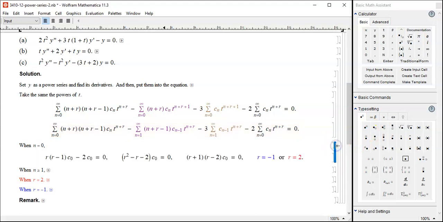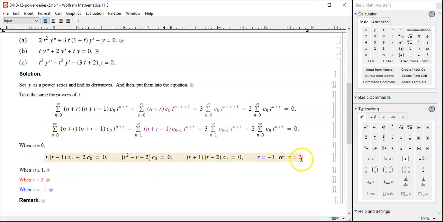Let's see. When n equals 0, plug in n equals 0. So from here, plug in n equals 0, all right. r minus 1, okay, all right. The middle series do not contribute. Last series, just 2 times c0, okay, there you go.